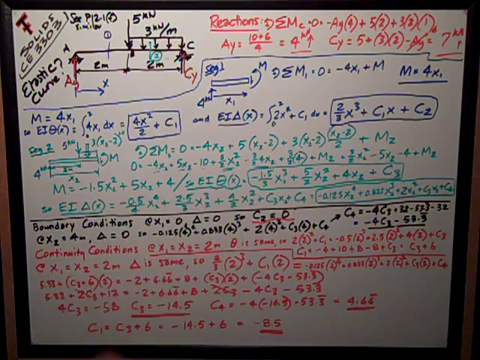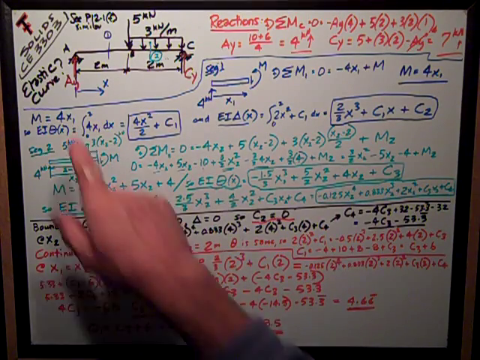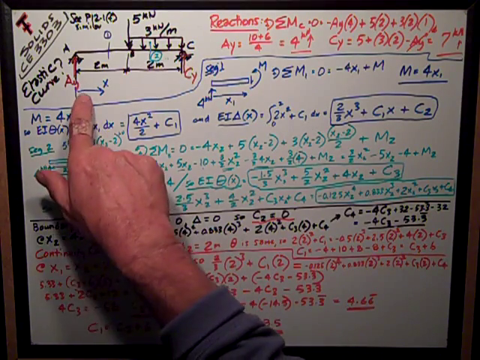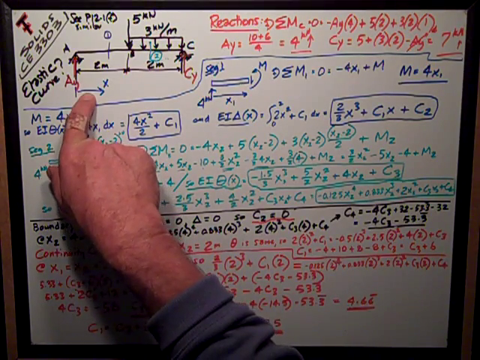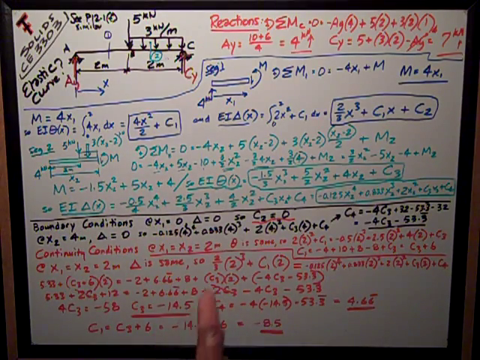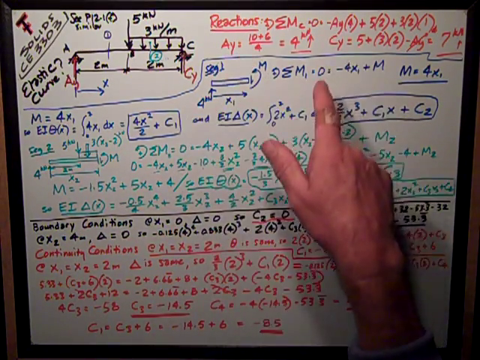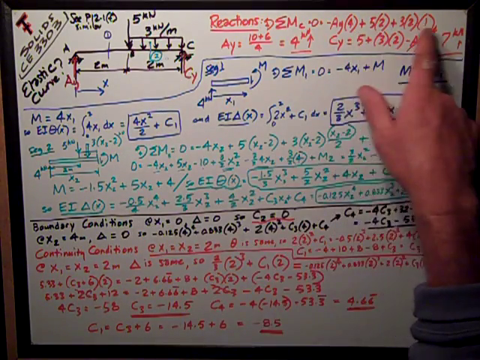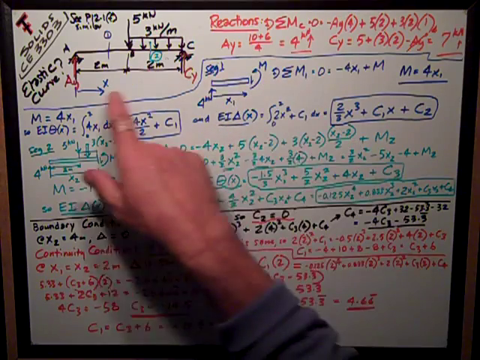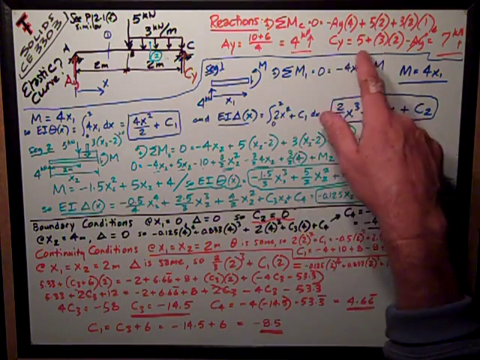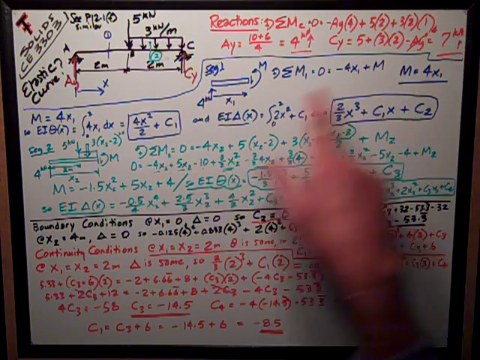I've designated the points on the left and right as A and C. First thing to do, and I'm going to say x runs from the left side for both of my equations, is solve for my reactions by taking moments about C. I solve for Ay to be equal to 4 kilonewtons up. Sum of forces gives me Cy is equal to 7 kilonewtons up.